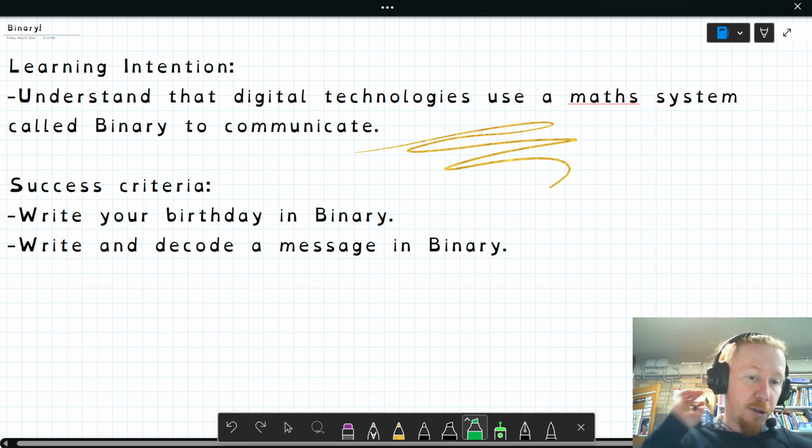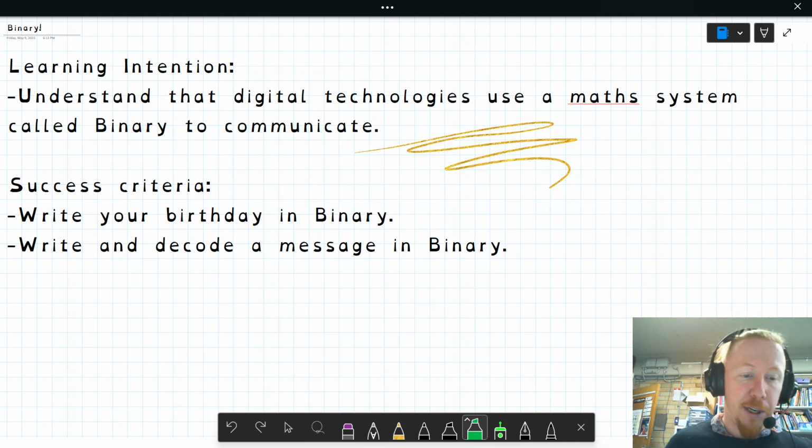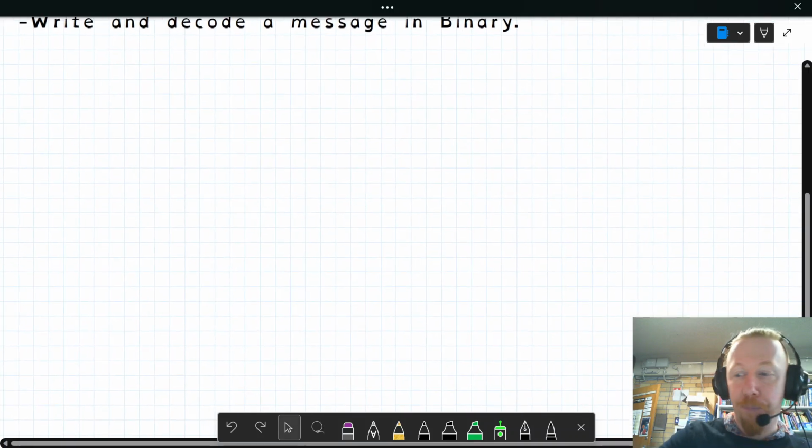The things you need to do to be successful today is you need to write your birthday in binary and write and decode a message in binary. Now, if you don't know what binary is, that's cool. That's what we're here to learn. Now, one little note. I am doing this live. No editing, no cutting. So if I get lost or anything to that, please just be patient and please just be listening to your teacher.